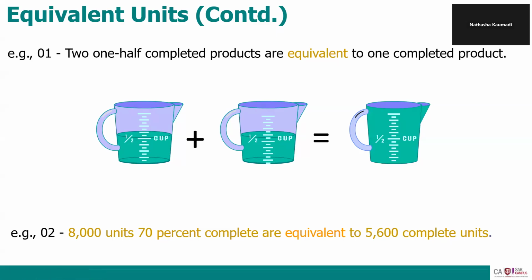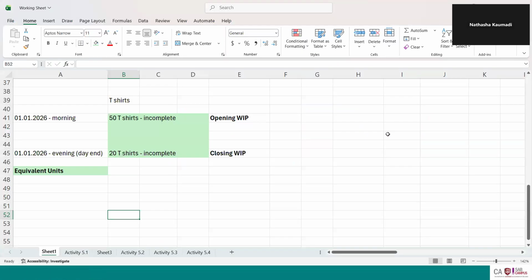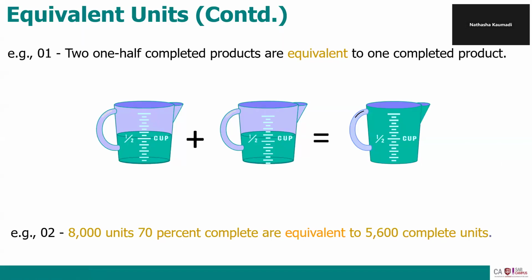That's the example I can give you. So equivalent units means mathematical, it's not physical. Physically, we don't have one filled cup, we have two half filled cups. So mathematically, we can take equivalent units as one. Remember, why are we talking about these equivalent units?